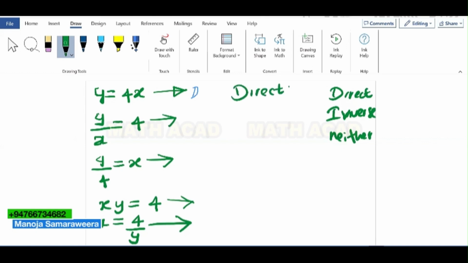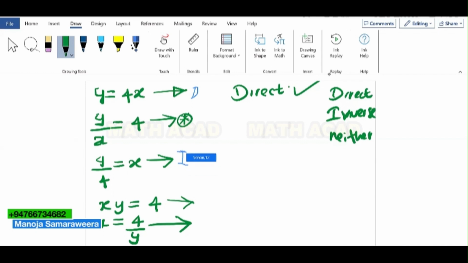Yes, I will write. You can take time. No need to rush. If you need, you can draw a table and find the answer, right? Take time, be calm, and find the answer. What about this one? Y over x is equal to 4. You can rearrange terms, create a table, and find the answer. So this one's going to be inverse. Inverse.